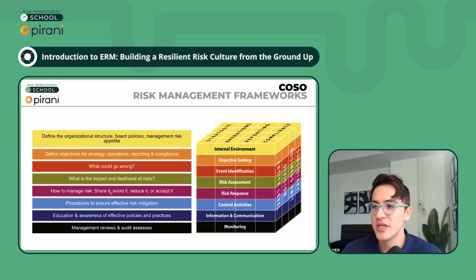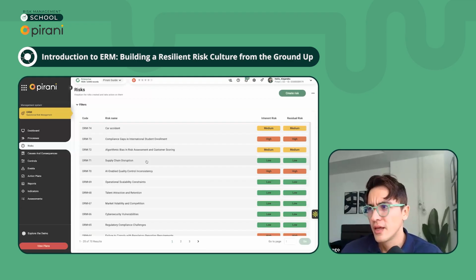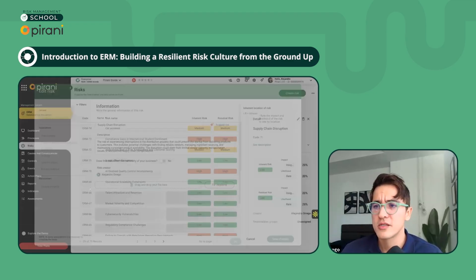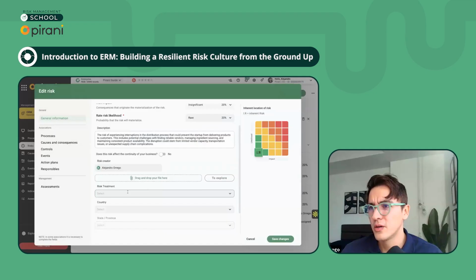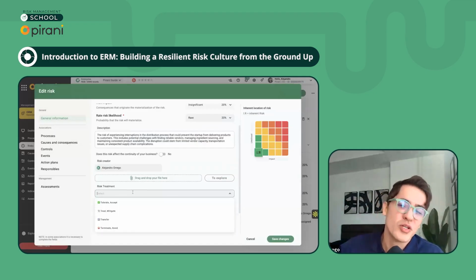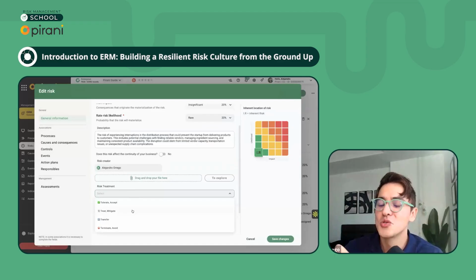And of course, how to manage risk, share it, avoid it. Again, you can customize the fields. If you're working with the 4Ts of risk, tolerate, treat, transfer, terminate, or you're working with the usual methodology, accept, mitigate, avoid, you can choose. So for every single risk, you can select, okay, this risk I'm going to tolerate or accept because that's aligned with my risk appetite, or I'm definitely going to mitigate that specific risk. So you can start with this.